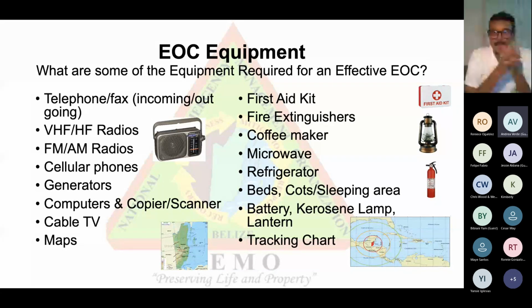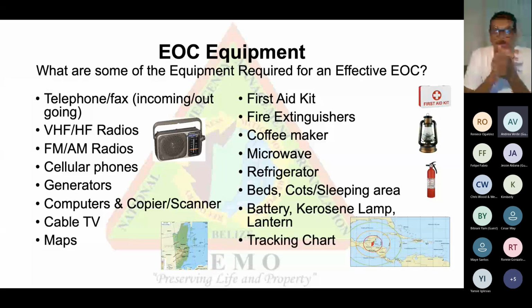Absolutely. Considering things can happen within the EOC, remember we need to prepare for external and internal situations or threats that can happen, right? And so a first aid kit is a must within the Emergency Operations Center. Fire extinguishers. People will be up all night, so definitely a coffee maker will be good, right? Microwave, refrigerator, and this is the kitchen side of things, right? The feeding side of things, right?